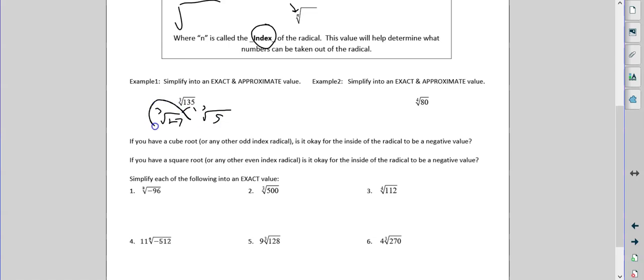Now this simplifies down to 3, 3 times 3 times 3. And the cube root of 5, don't forget that little cube there, is the answer. Now, we have exact and approximate. The exact answer is this, but the exact answer simplified is this.